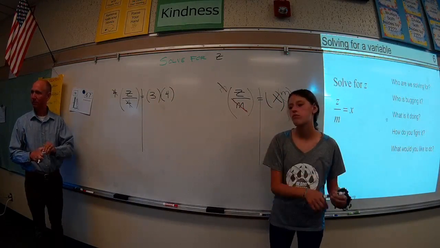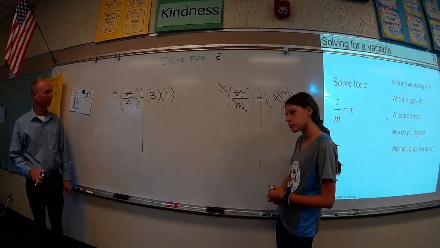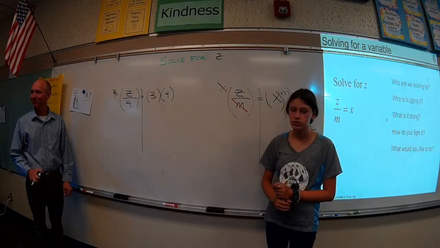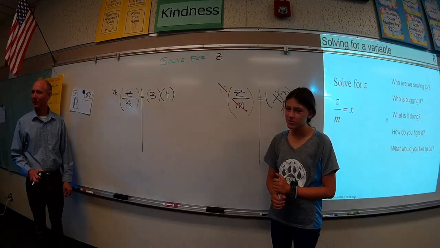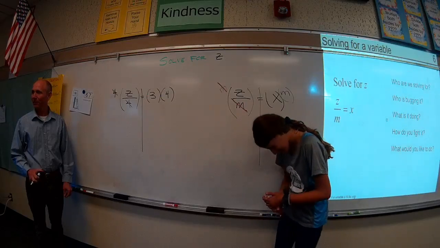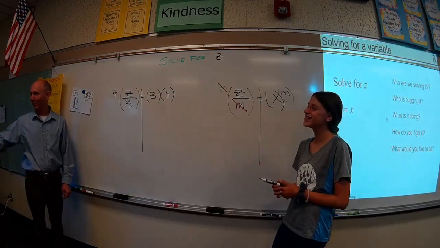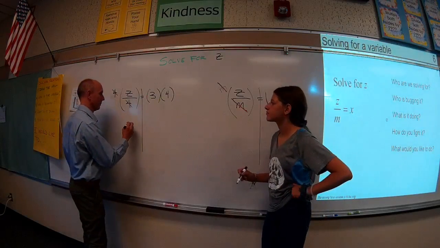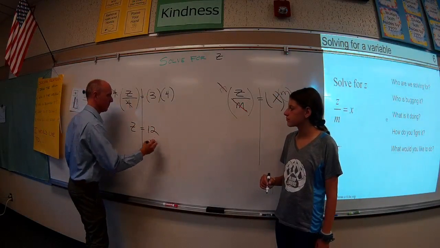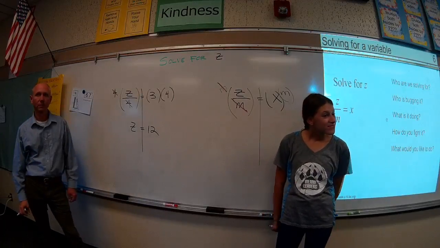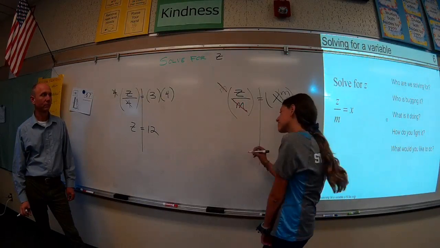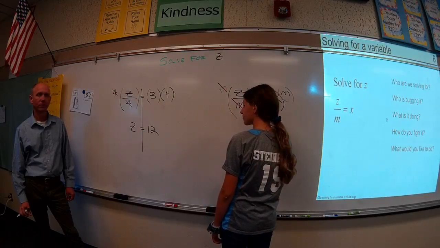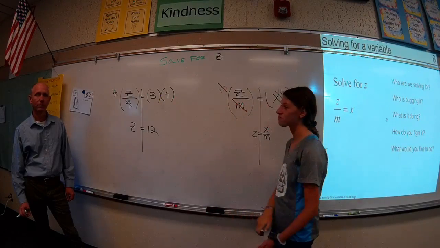So it's 4 to Z. Wait. Pass it off to somebody else then. Z equals 12. Z equals x over m. What? No.